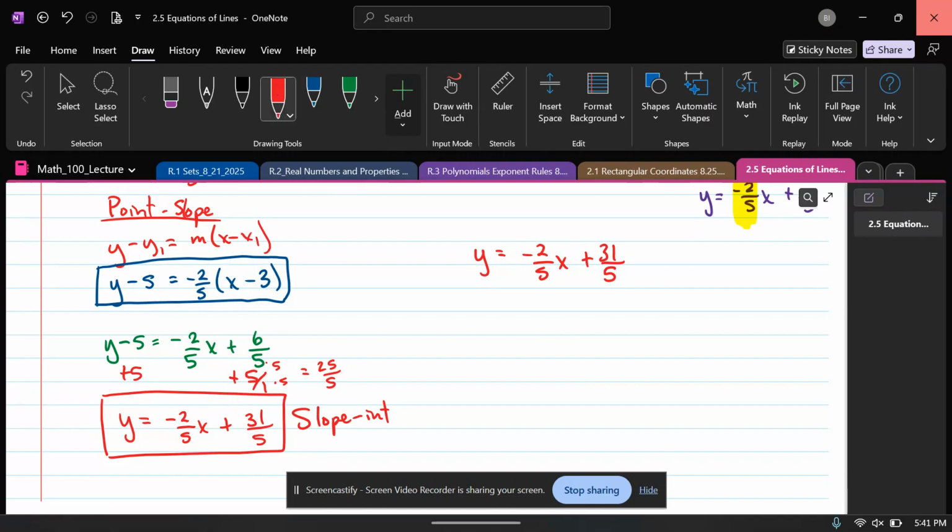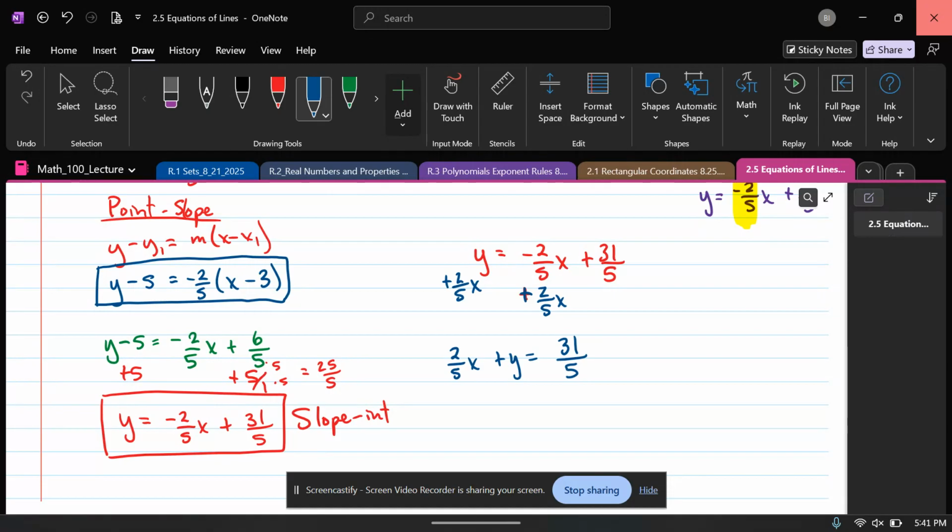Yeah, add the 2/5 x. Good job. I meant to do that in a different color. Plus, where's my blue marker? There we go. Plus 2/5 x plus 2/5 x. So I have 2/5 x plus y is equal to 31/5.